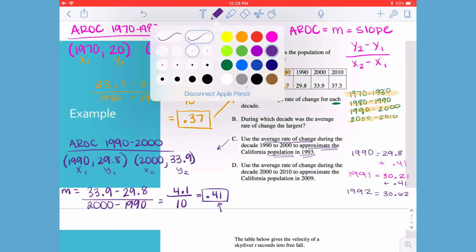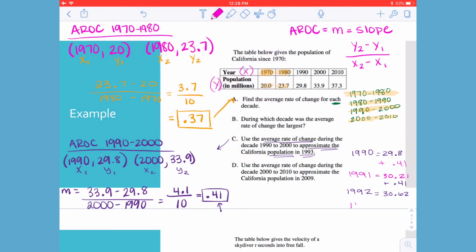And one last time, because I want 1993, I'm going to add 0.41 again, and when I add my 0.41, that gets me 31.03 million individuals estimated for 1993.